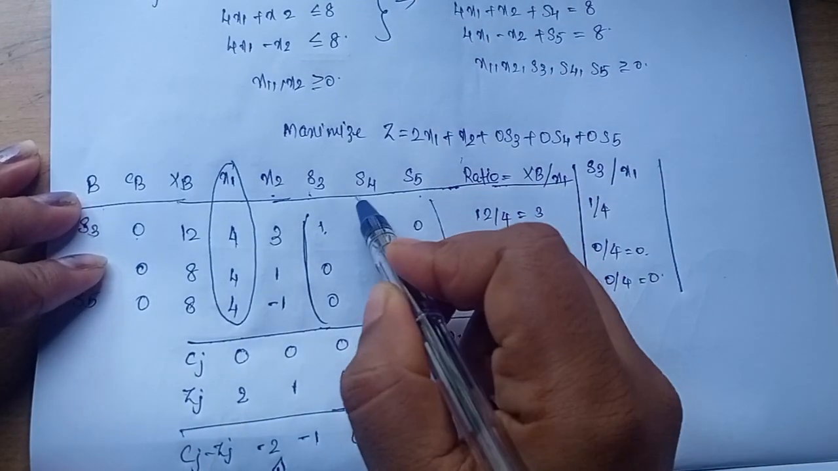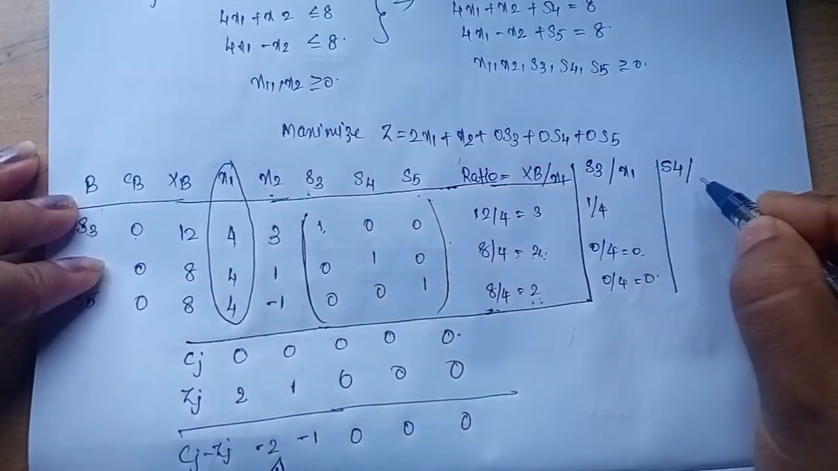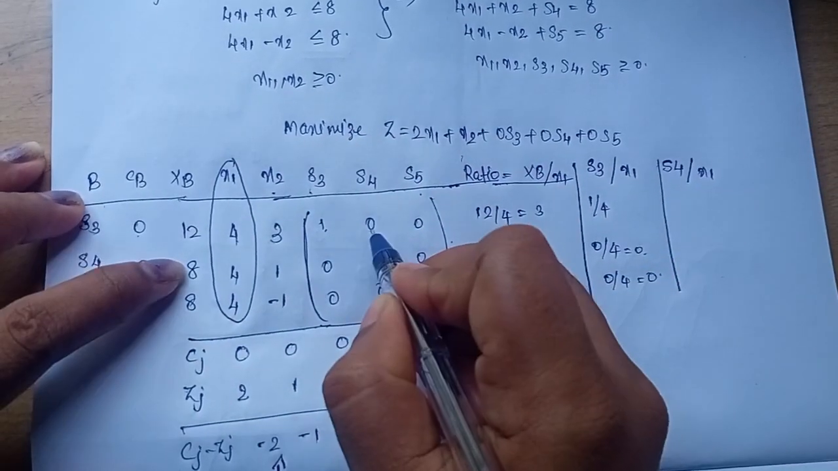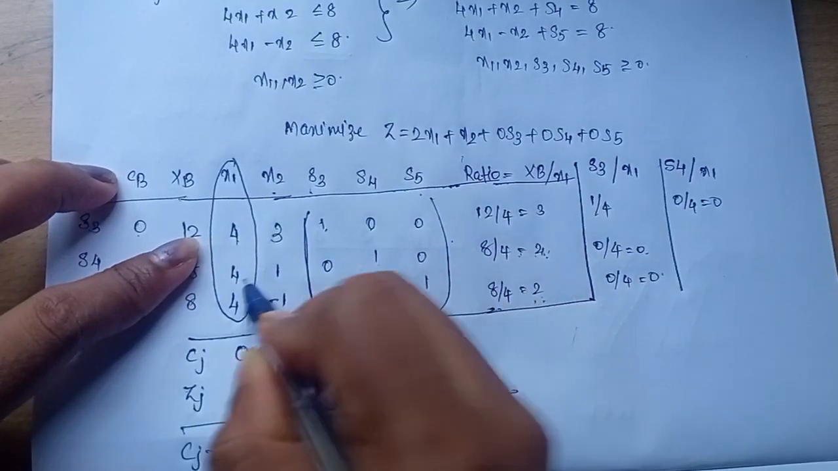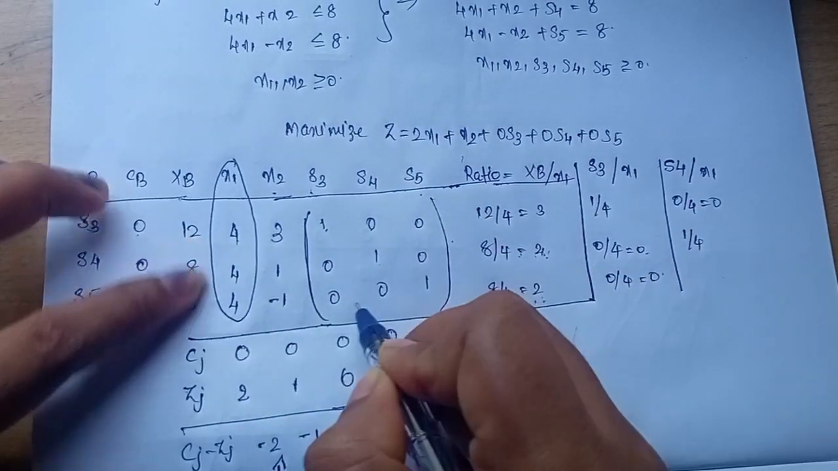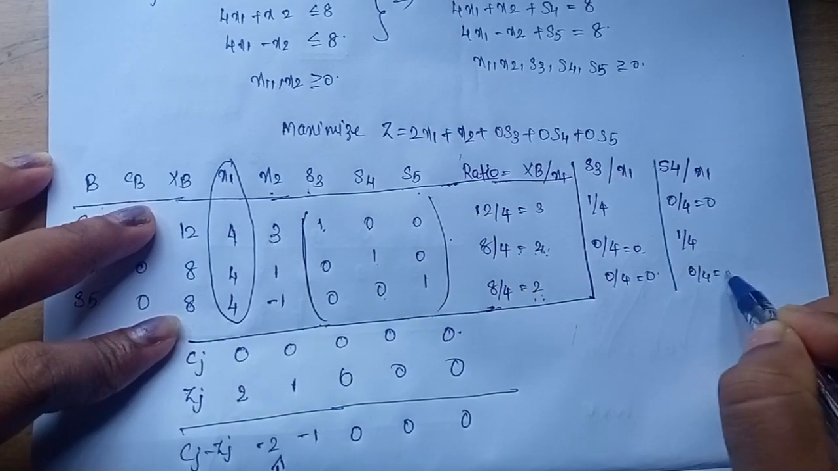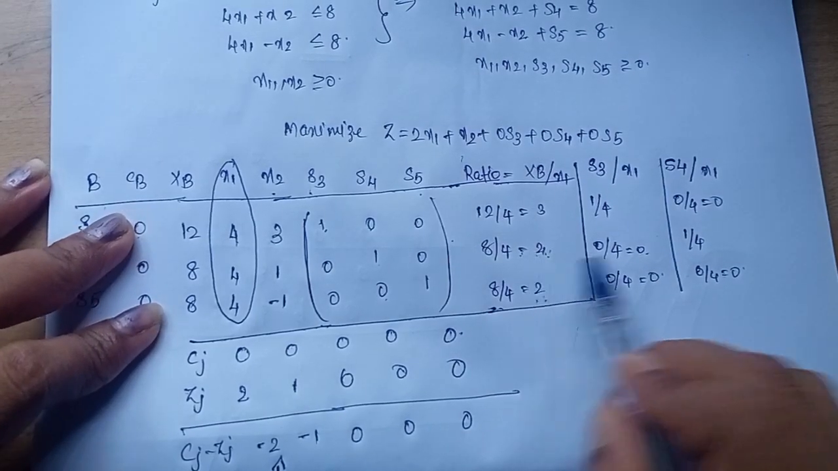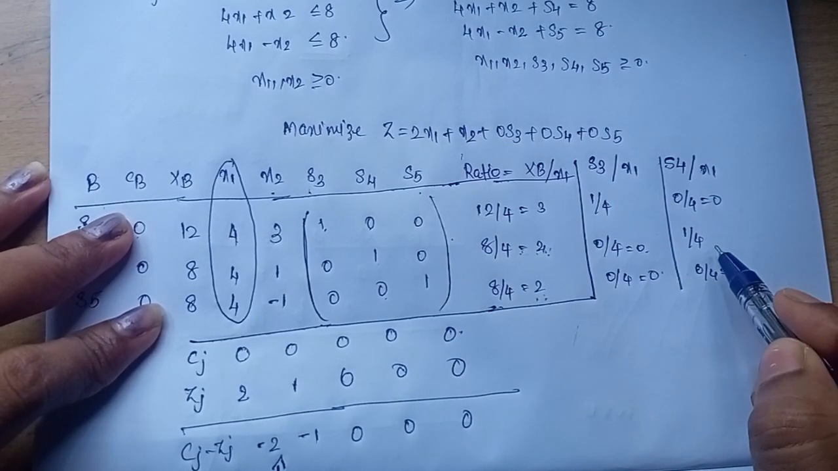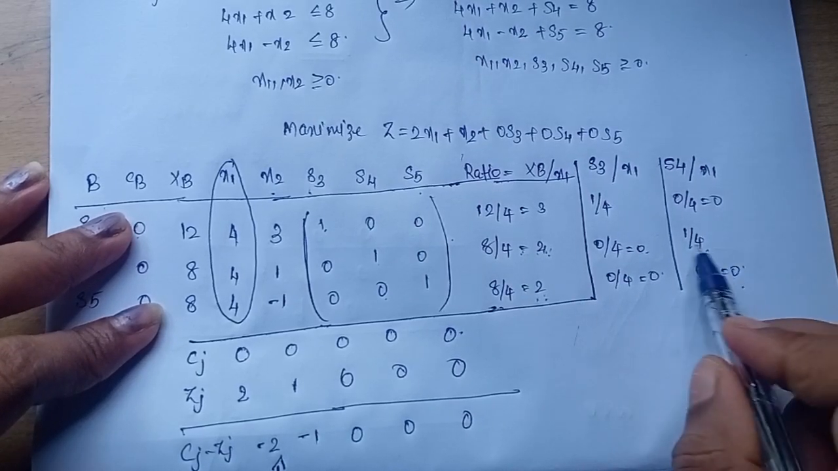So here we choose the next identity column, that is S4. So divide S4 by the key column X1. So what we get? It is 0 by 4 equal to 0, 1 by 4, and again last one 0 by 4, that is 0. So here consider the second row and third row. Here the values are 1 by 4 and zeros. That means here the ratios are unequal.